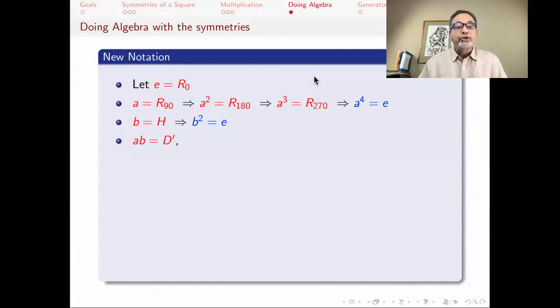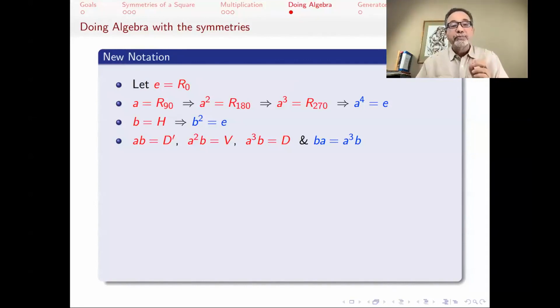You can also do A squared B, and you should stop the video and try that. And A squared B is going to be V, the vertical one. And finally, A cubed B is going to be D. However, we actually saw that BA is also D. So one other relation we have, BA and A cubed B are the same.